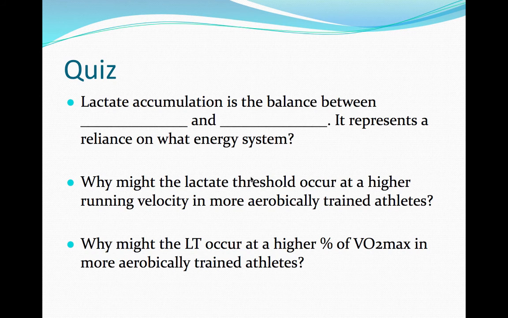Okay. Oh, look, there's a little quiz. Go ahead and take this little quiz for yourself. We'll stop here. Lactate accumulation is the balance between blank and blank. It represents a reliance on what energy system? Why might the lactate threshold occur at a higher running velocity in more aerobically trained athletes? And why might the LT occur at a higher percent of VO2 max in more aerobically trained athletes? I'll give you a minute here. I'm going to just stop talking, and you can reread this on your own.